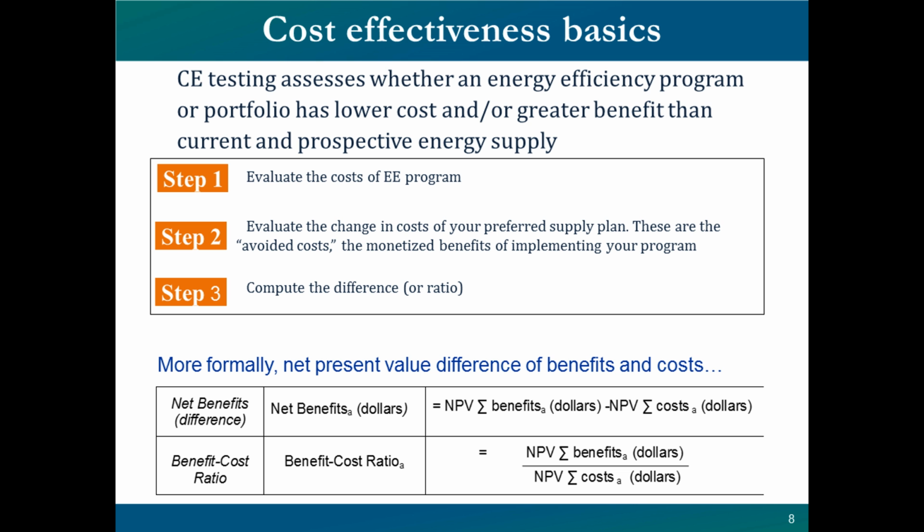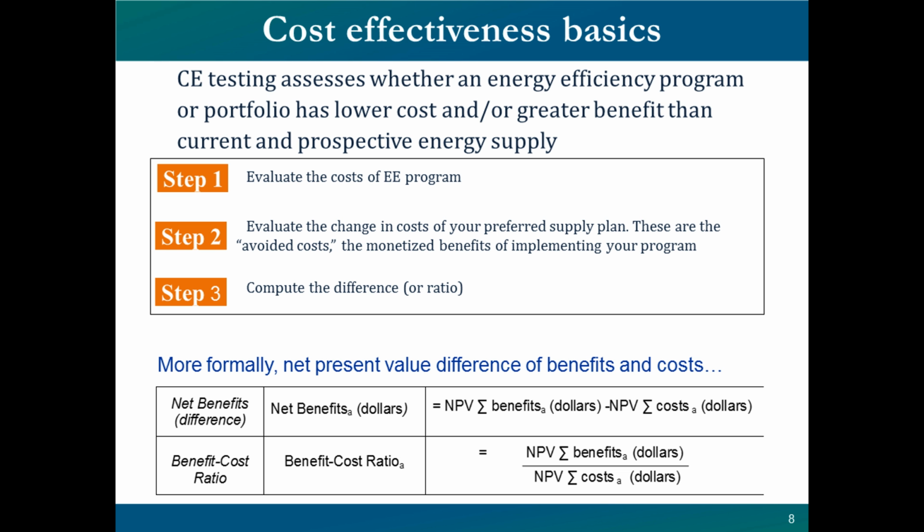So cost effectiveness basics. You can make anything look simple in a three-step process. Each of these steps may not be quite as simple as a bullet point on PowerPoint, but basically what we're doing is, what is the cost of your program? So that could be what we call incremental measure costs. It could be incentive costs. Could be, depending on your perspective, a number of ways of characterizing which cost. But the idea is you really need an accounting of what we're spending.